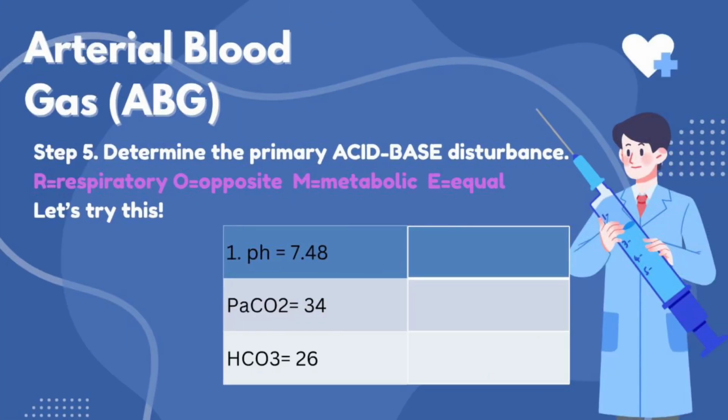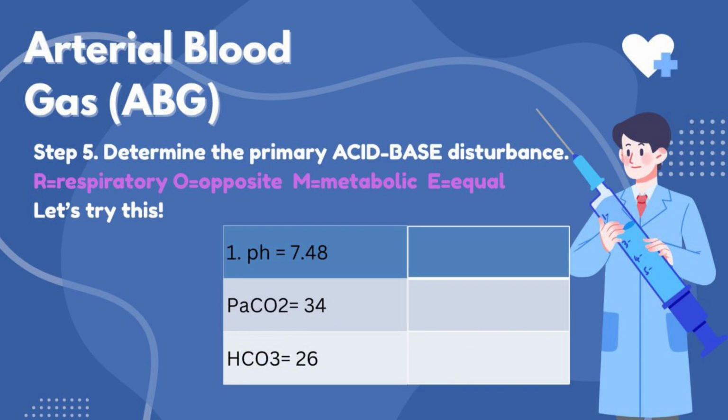We have here example number 1. The pH value is 7.48, the partial pressure of carbon dioxide value is 34, and the bicarbonate is equal to 26. The pH is high, which means alkalosis, and the partial pressure of carbon dioxide is opposite to the pH, which means respiratory.